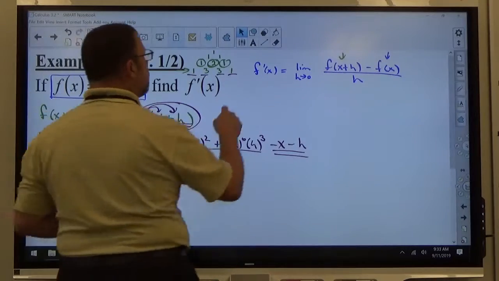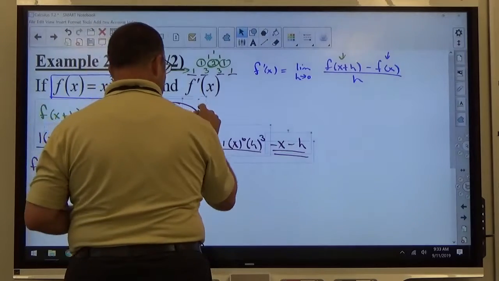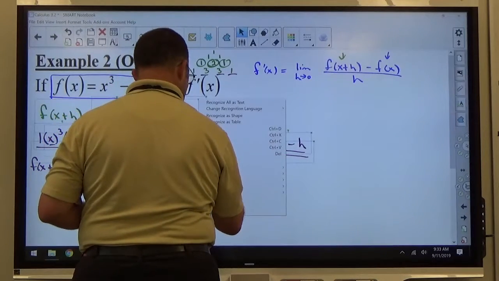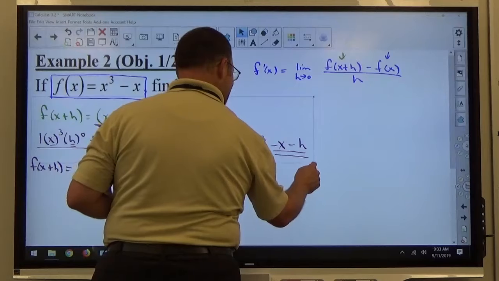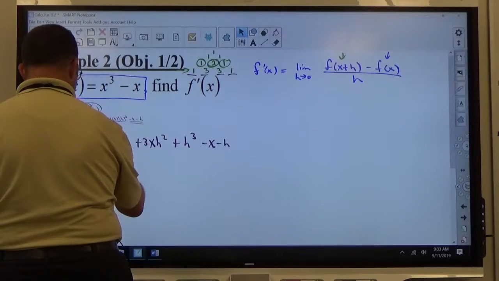In the interest of having room to work, I'm going to just shrink this a little bit. You guys can do that on your paper too if you want to. I'm just going to shrink that up. So all my work is there, but I'll have to move around.